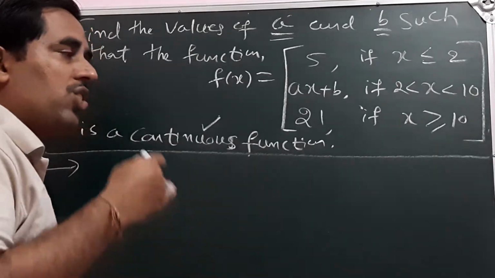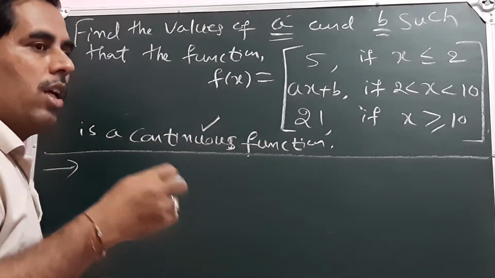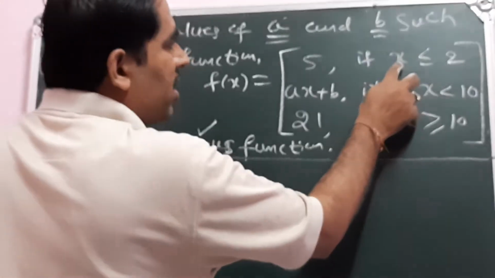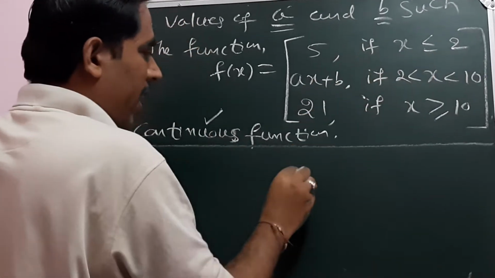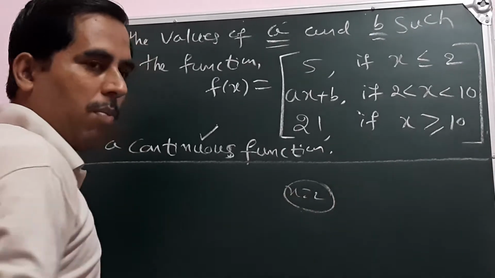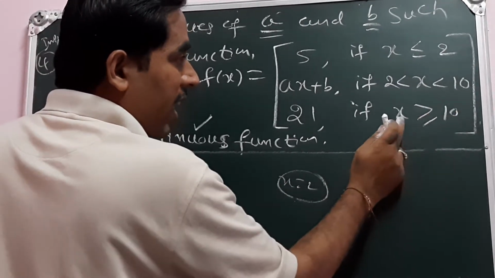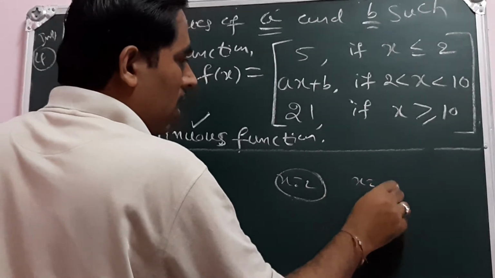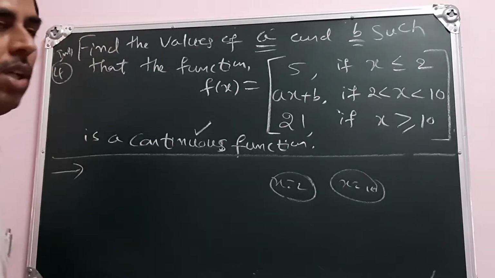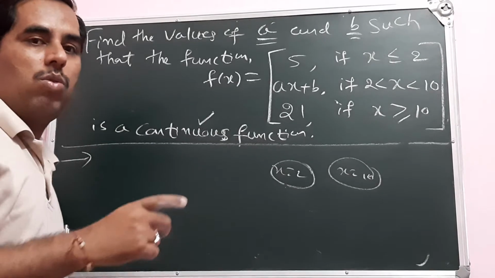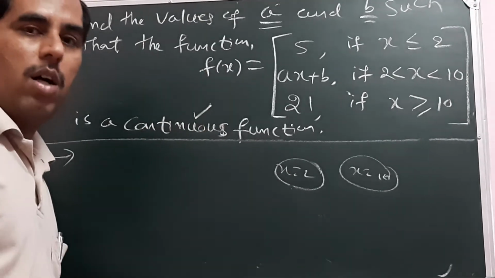We have to consider 2 points here. So what are the points? x is equal to 2 is 1 point. Then another point is x is greater than or equal to 10. Here another point is included, x is equal to 10. There are 2 points at which we have to solve the continuity.